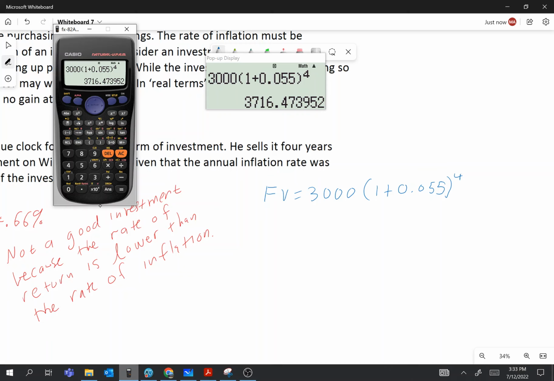Righto, so go ahead and try some inflation questions. They tend to be reasonably manageable. Just got to watch out for the ones that are asking you to comment on an investment. Find the rate of return and compare it to CPI, or you could use a compound interest calculation to determine whether or not it's a good investment.